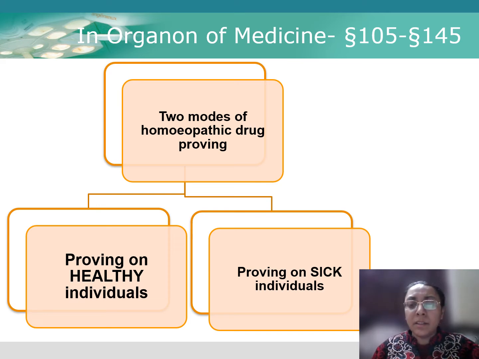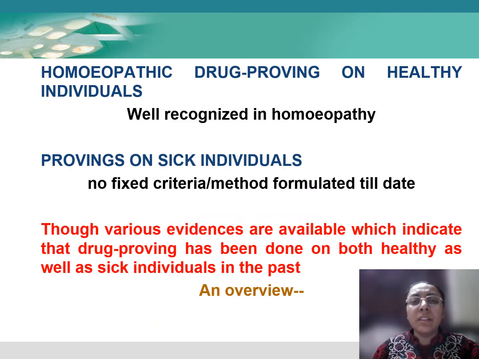In Organon of Medicine, aphorism 105 to 145, Hahnemann has given two modes of homeopathic drug proving. First is proving on the healthy individuals and the second is proving on the sick individuals. It is very well seen that homeopathic drug proving on healthy individuals is recognized in homeopathy by the most number of persons. But for proving on the sick individuals, no fixed criteria or method has been formulated till date.